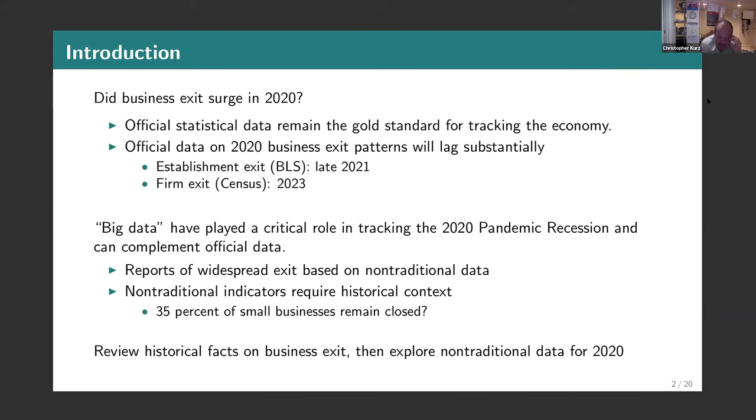But, jumping back to the theme I mentioned, we really need historical context when people point to home-based data as saying 35% of small businesses remain closed. It's really important for us to understand, what does that mean? What does 35% of small businesses remaining closed mean? We need to understand that data source and what the traditional attrition is in these data sources. So I'm going to think about that point of regular attrition, and then also present some historical facts on business exit.